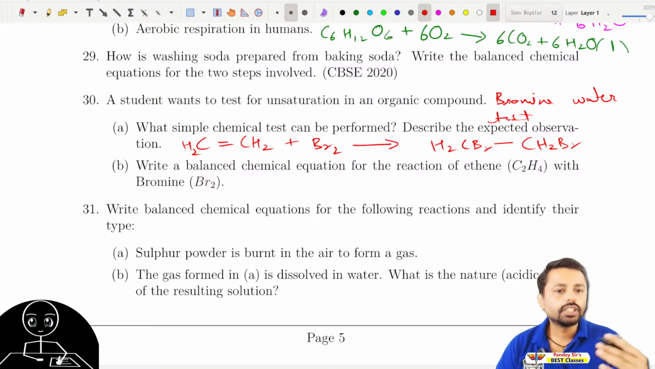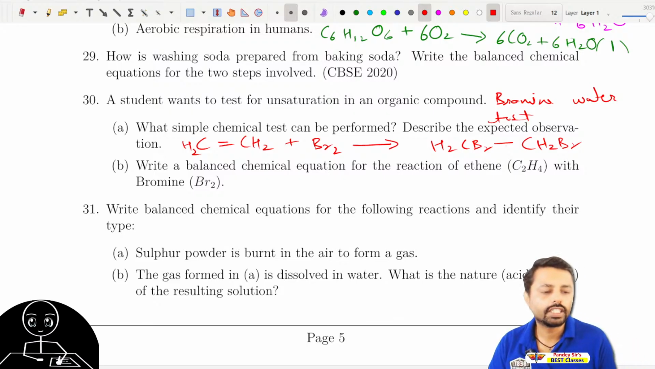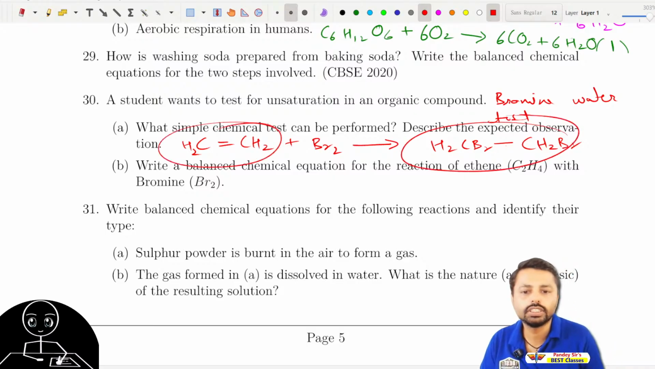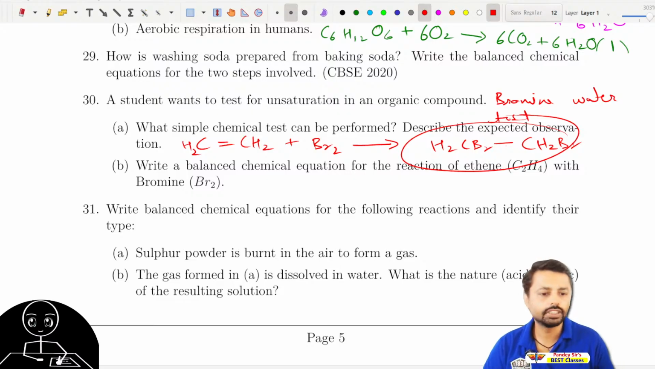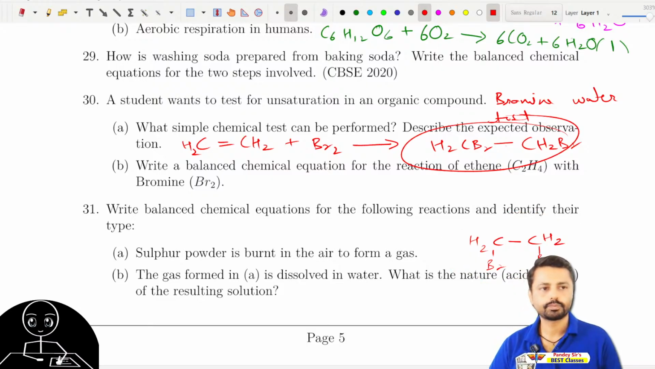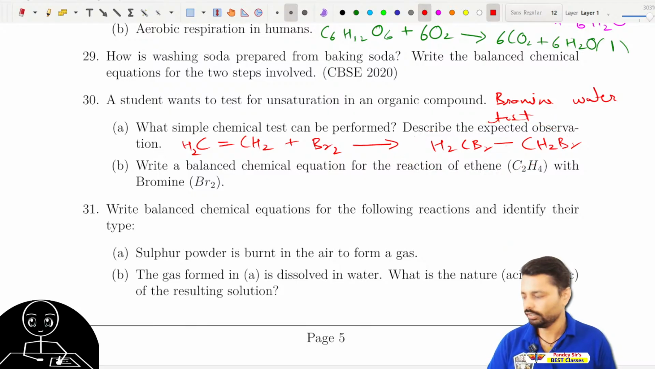Okay, so in expected observation the color is gone, like it becomes colorless. Why? Because the bromine got reacted with ethene. That gas C2H4 is ethene, and the actual formula of the molecule will be this way: carbon, carbon, then H2 and H2, and one bromine here. Here also one bromine, and here H2. This will be the actual molecular formula. Okay. So write a balanced chemical equation for the reaction of ethene with bromine. Yes, this one is the balanced chemical reaction.